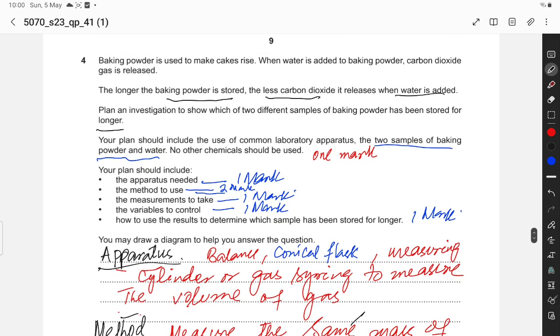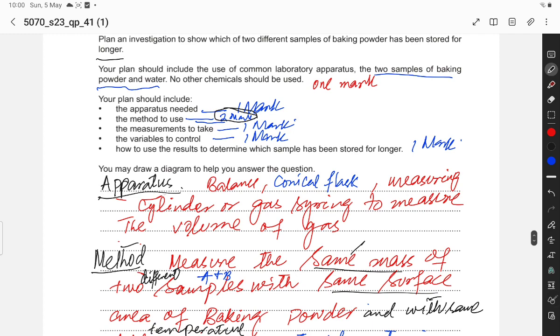It is very important to know that there are 6 marks for the question, and the plan should include: apparatus needed, carrying 1 mark; the method used, description and explanation, 2 marks; measurement to take, 1 mark; variable to control, 1 mark; and how to use the results, 1 mark. So in this way you can get 6 marks when you fulfill these requirements.